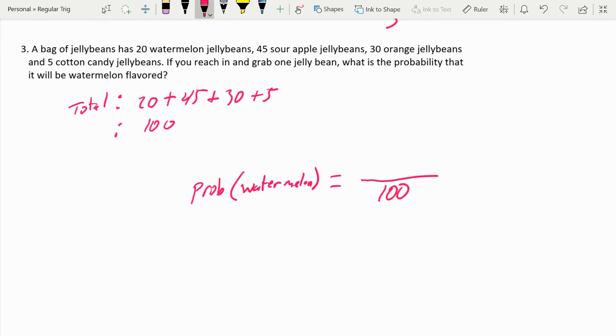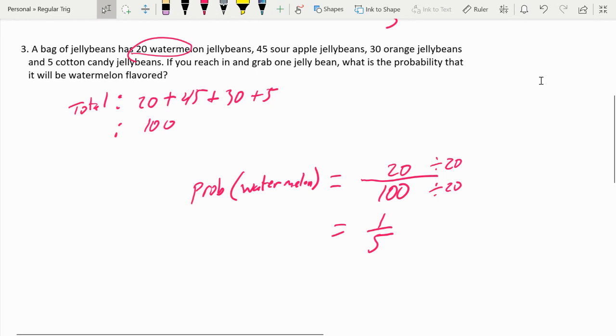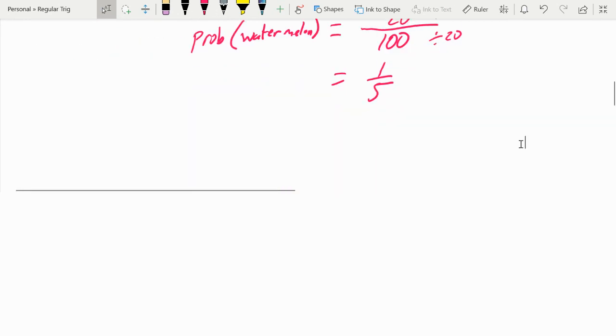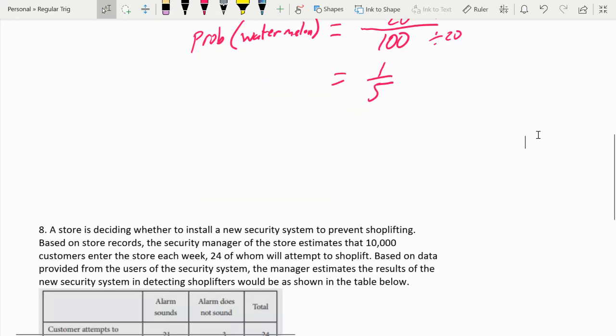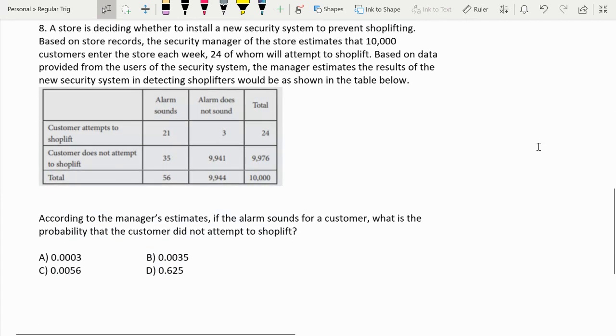What's the probability that it's going to be a watermelon jelly bean? Well, the total was 100. How many watermelon? There were 20 watermelon. And again, we always reduce. You can divide both of these by 20, or let your calculator do the work for you. So 1 out of 5 is the probability of grabbing a watermelon jelly bean.